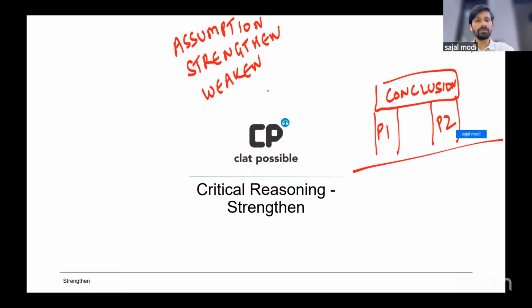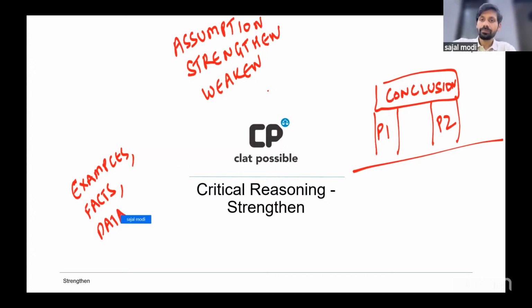premise statements. Now, these premise statements could be examples, right? Could be facts, could be some data, or could also be an analogy, right? So, premise statements supporting the conclusion in the author's argument.